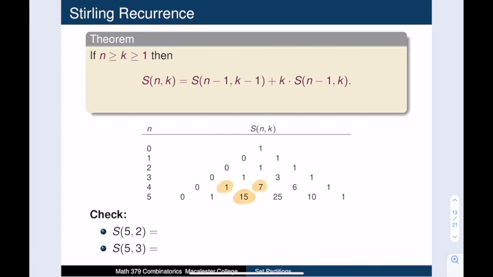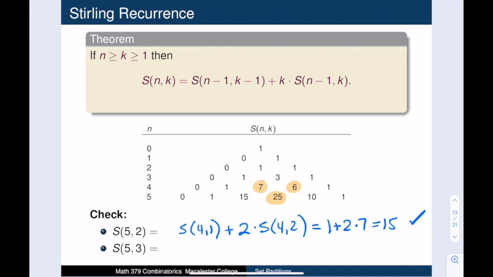Using the recurrence, S(5,2) should equal S(4,1) plus 2 times S(4,2). And that's equal to 1 plus 2 times 7, or 15. Now how about S(5,3)? According to the recurrence, this is S(4,2) plus 3 times S(4,3), and that is 7 plus 3 times 6, which is 25.